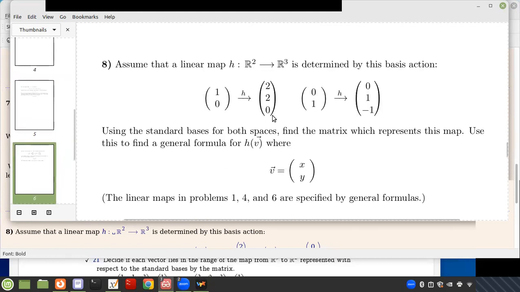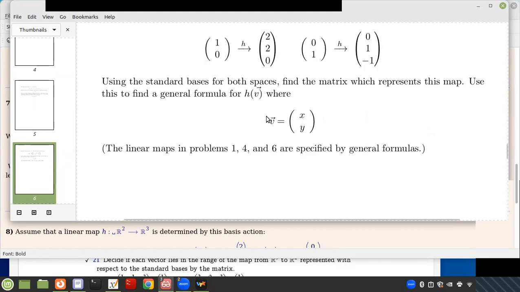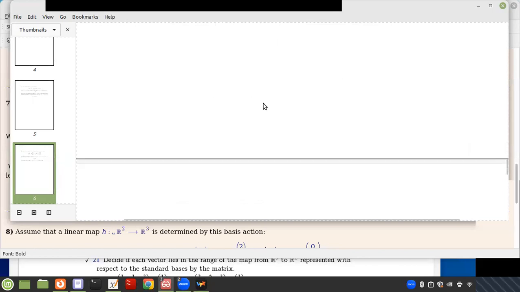Number 8. It's like R2 to R3, and that's correct. I'm giving you the basis action, 1, 0 to 2, 2, 0 and 0, 1 to 1, 1, 0. Use standard bases for both spaces. Find the matrix which represents this map. Also find the general formula for H of v for some vector x, y. So you're going to find the matrix that represents this map with the standard bases.